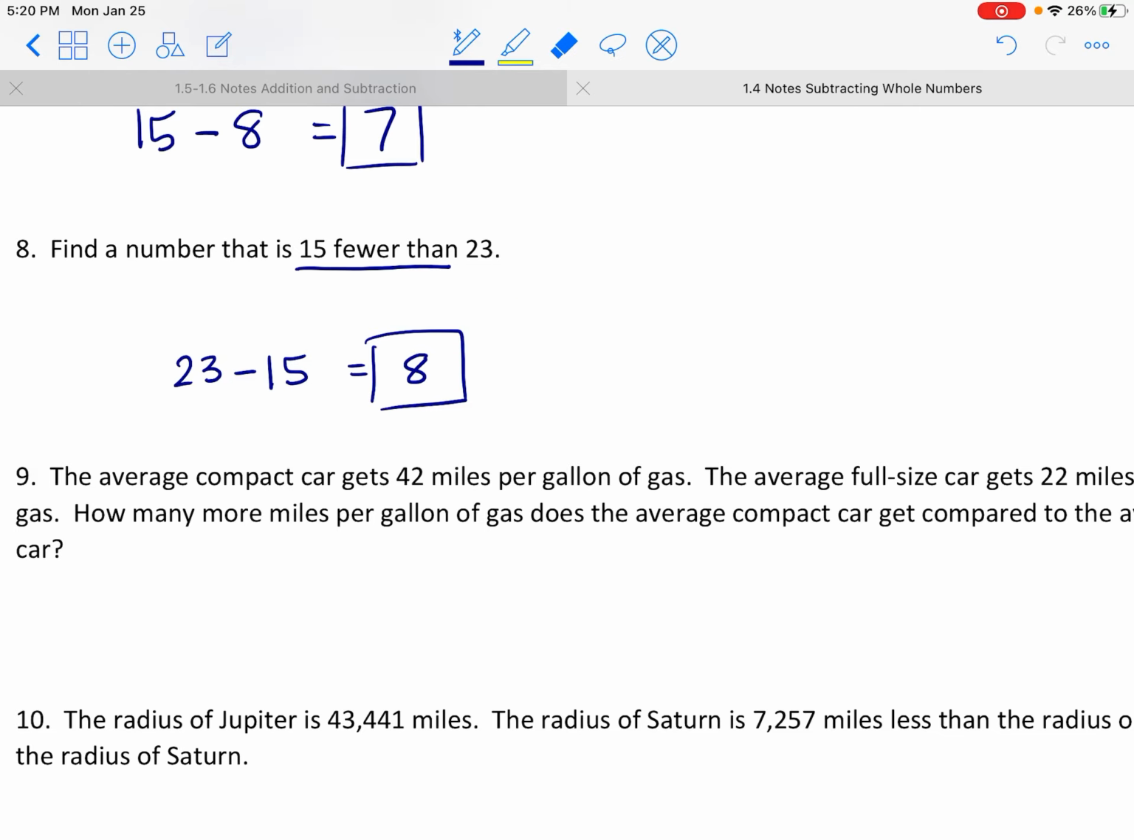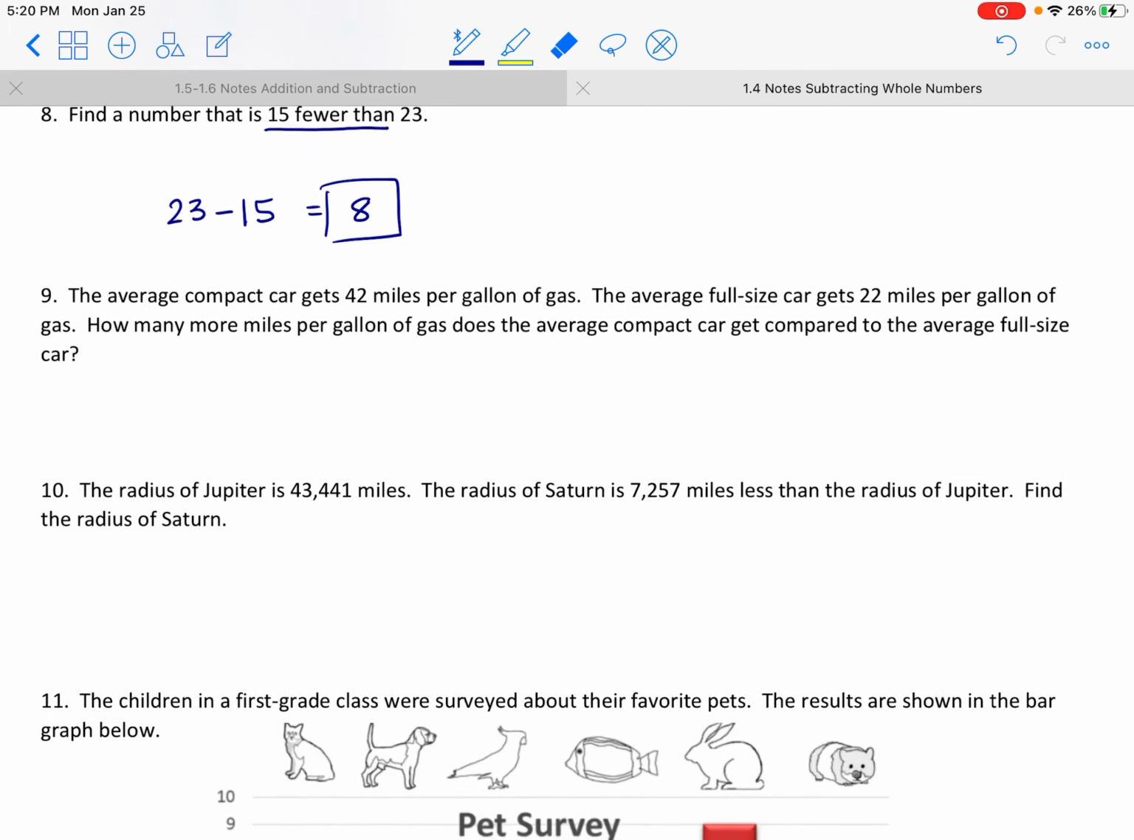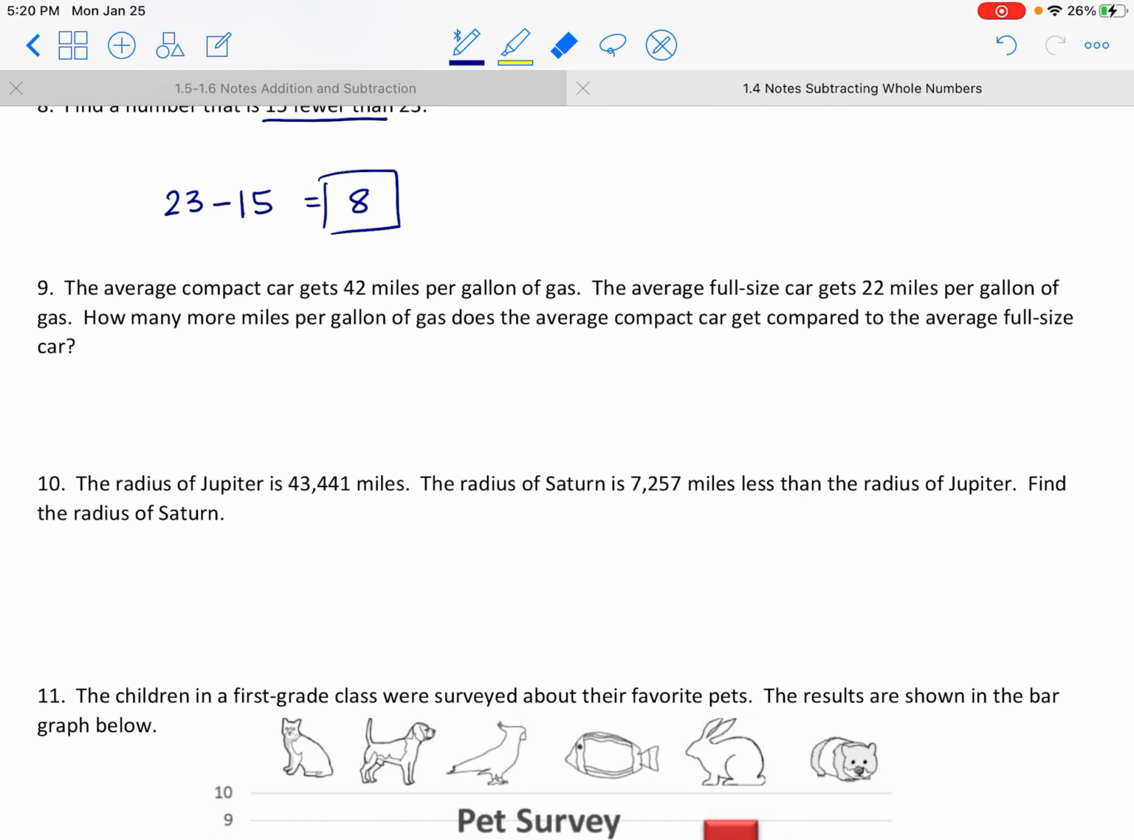Not that you need to be drawing it out every time, but just your understanding. Okay? Number 9 says the average compact car gets 42 miles per gallon of gas. If the average full-size car gets 22 miles per gallon of gas, how many more miles per gallon of gas does the average compact car get compared to the average full-size car?